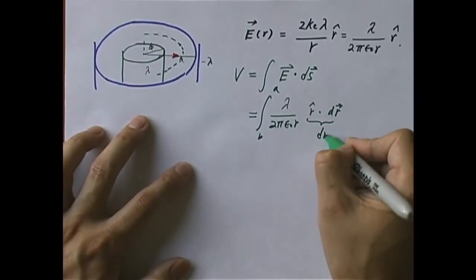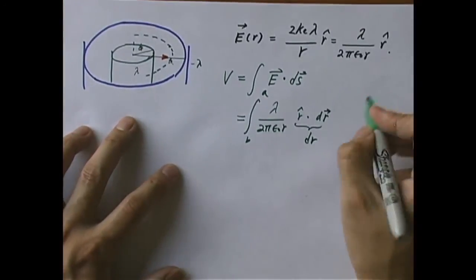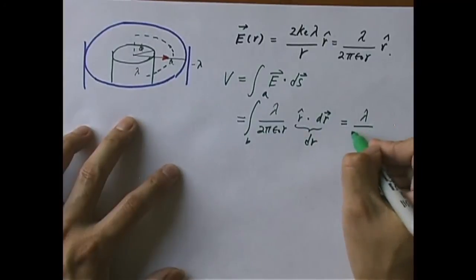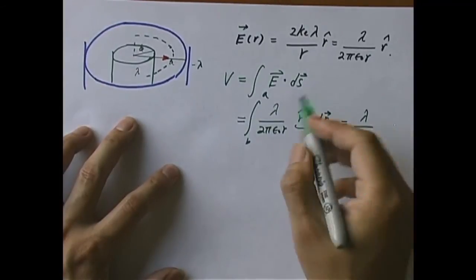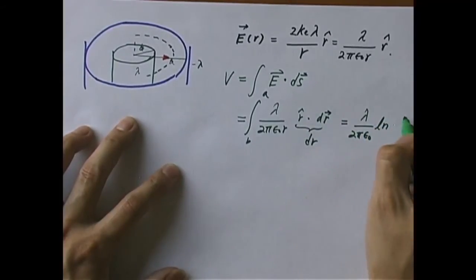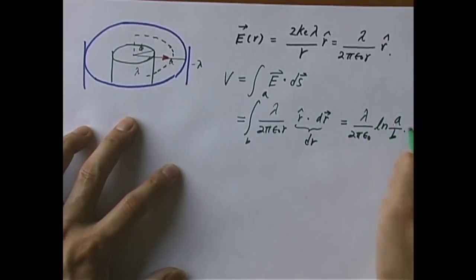And then what you get is a natural log function. Lambda over 2 pi epsilon naught times the integral of 1 over r dr, which is the natural log of r going from b to a, so it's natural log of a over b. That is the potential difference.